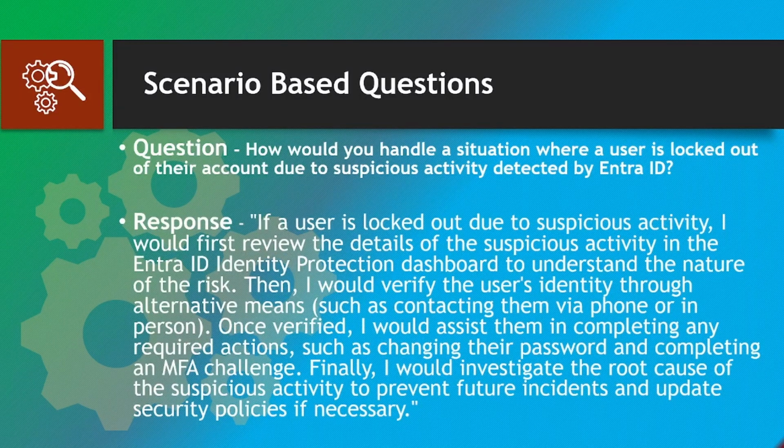If a user is logged out due to suspicious activity, I would first review the details of the suspicious activity in the Entra ID Identity Protection dashboard to understand the nature of the risk. Then I would verify the user's identity through alternative means, such as contacting them via phone or in person. Once verified, I would assist them in completing any required actions, such as changing their passwords or completing an MFA challenge. Finally, I would investigate the root cause of the suspicious activity to prevent future incidents and update security policies if necessary.